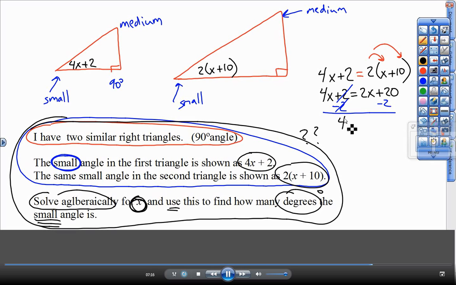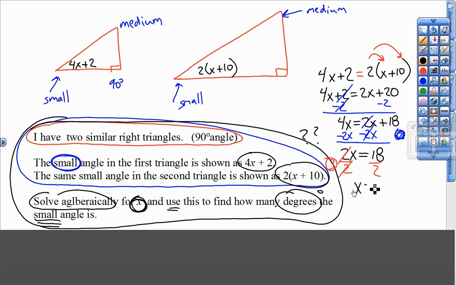So again, I take away that 2, bring down the 4x, the equal sign, and the 2x. This gives me 18. To eliminate the 2x on this side, minus 2x, minus 2x. 4x minus 2x gives me 2x. Bring down the equal and the 18. My last step, of course, is a different kind of step than adding or subtracting terms: I divide both sides by 2. That gives me x equals 9.